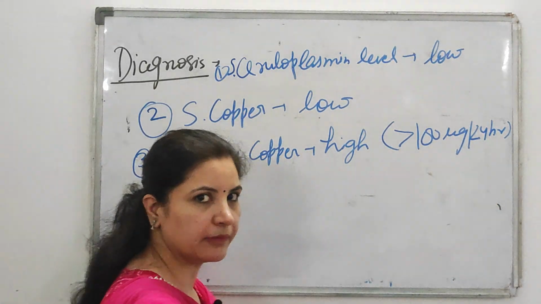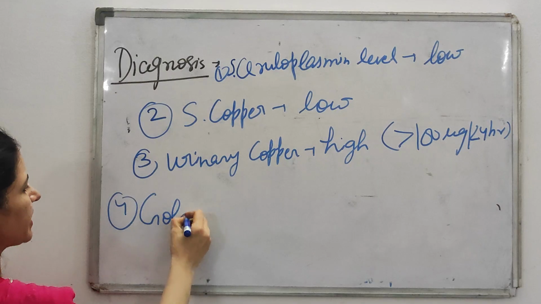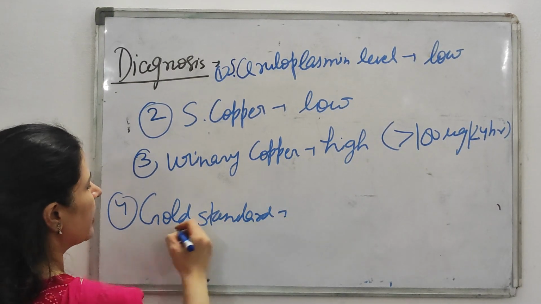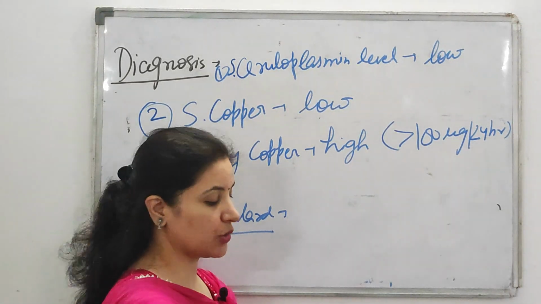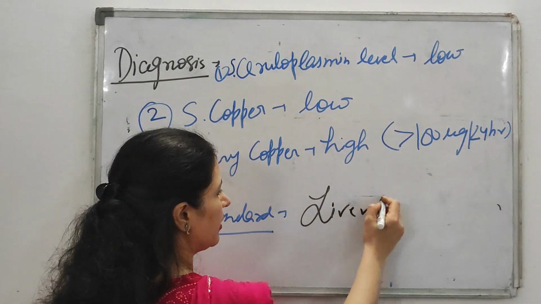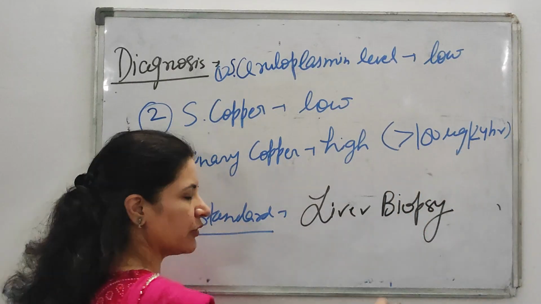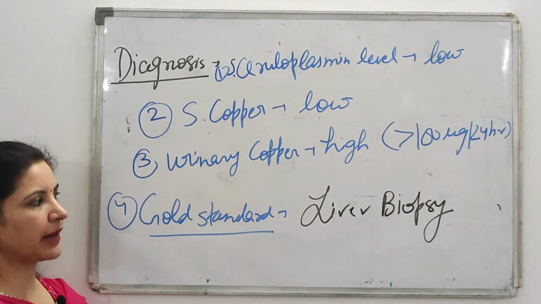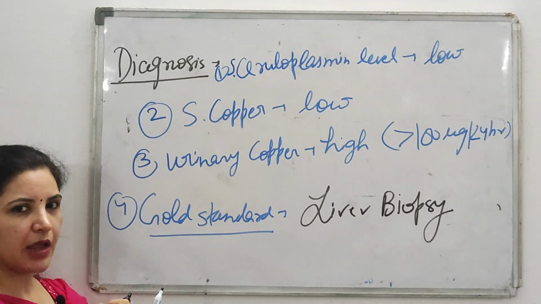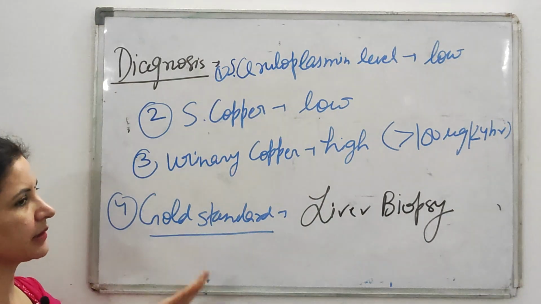Got it? Next, what is the gold standard diagnosis for Wilson disease? The gold standard is liver biopsy. So if the question asks which is the gold standard test for the diagnosis of Wilson disease, you will do a liver biopsy. You will do the biopsy of the liver and examine it. By this you can easily make the diagnosis.